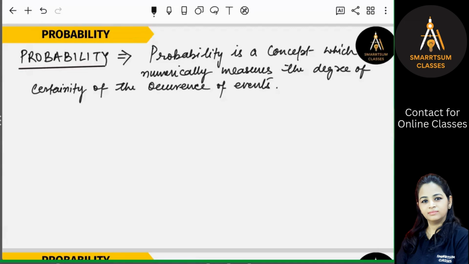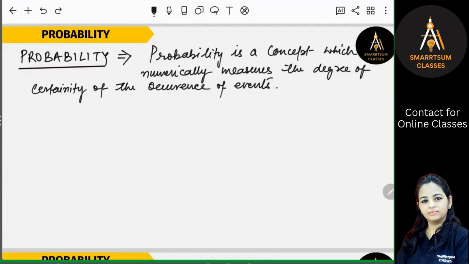Probability is a concept which numerically measures the degree of certainty of the occurrence of events. So what does probability tell us? It measures the degree of certainty of the occurrence of any event. Is that clear? Before understanding probability in a deeper way, there are certain terms and concepts which we should know. So let's see one by one.